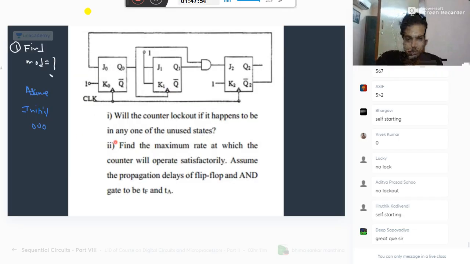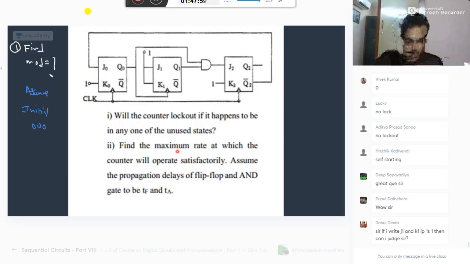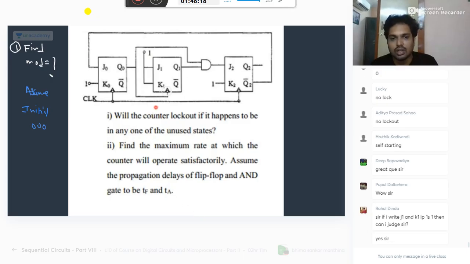So next, listen here. The examiner has asked you one more thing: find the maximum rate. Sorry, if I write J1, but the clock is also not common. Clock is also important. Then also you cannot judge. Clock is important. Thank you, Deep. So please listen. Second point in this: find the maximum rate at which the counter will operate satisfactorily. Maximum rate means maximum frequency.